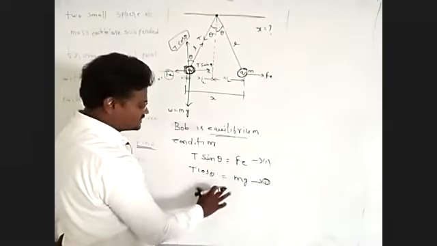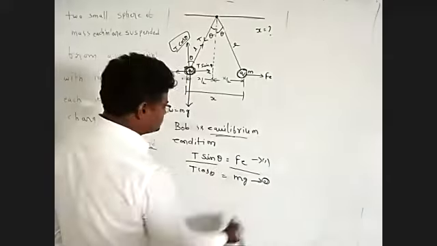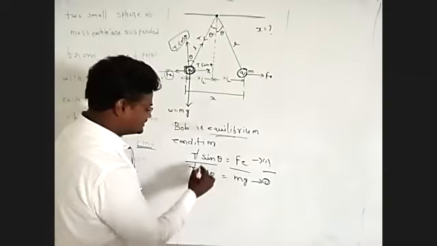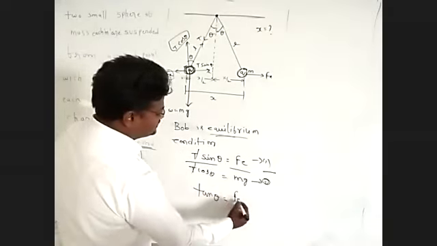Now I'm going to write this as equation 2. Okay, so divide the two equations. So what will happen? 1 by 2. T cancels. Sin theta by cos theta. I'm going to write tan theta is equal to Fe by mg.